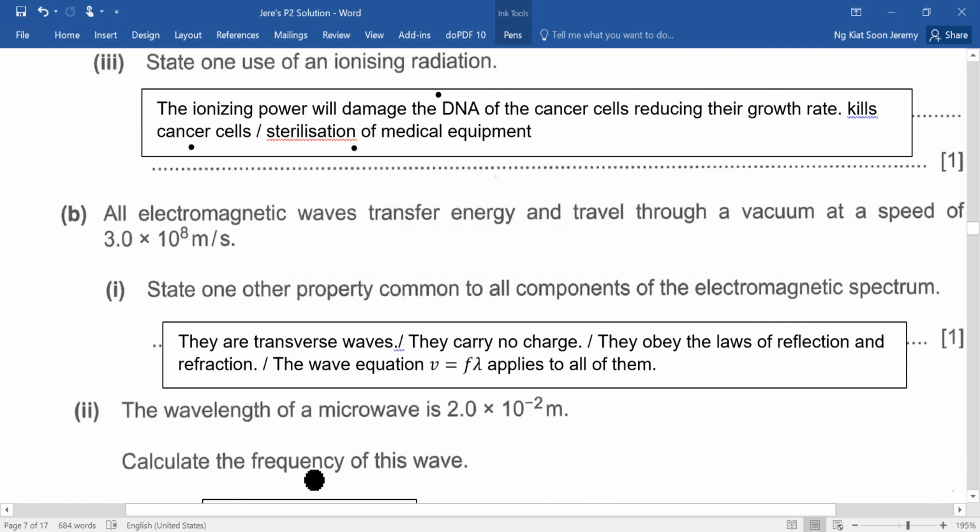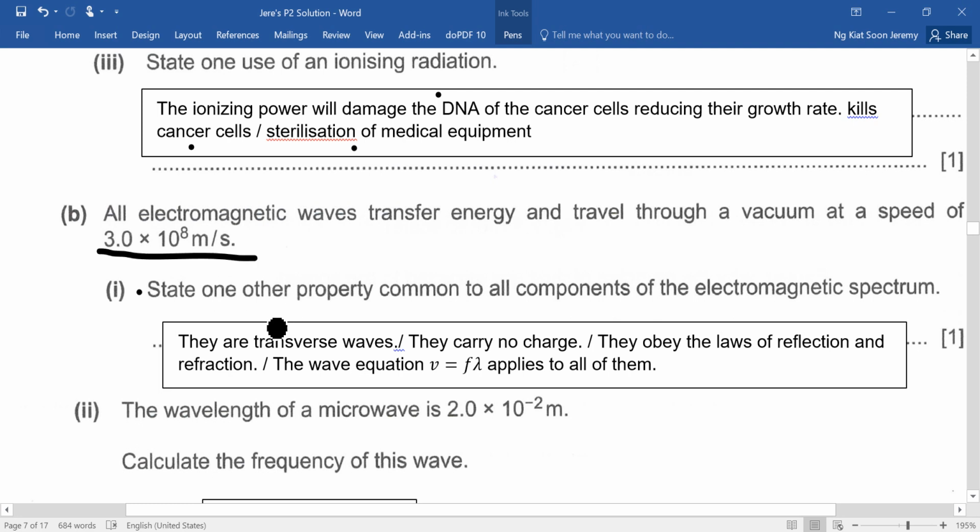Right, so here, state one other property common to all components of the EM spectrum. This is a very popular question. Whether they test you in structured or MCQ, I don't know, but I'm pretty sure in some way or form they come out. Alright, so please remember that table in your textbook about what's common about the EM spectrum. Right, most importantly, you should know this speed.